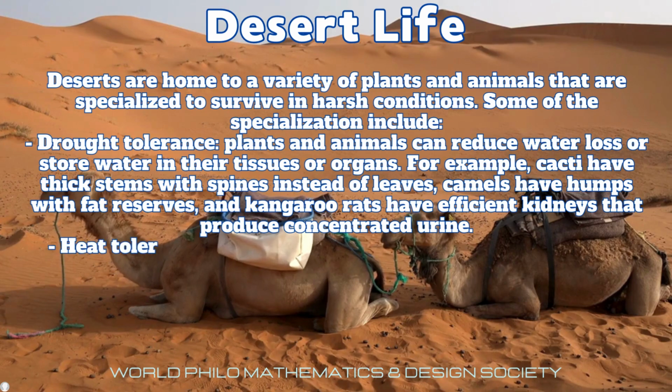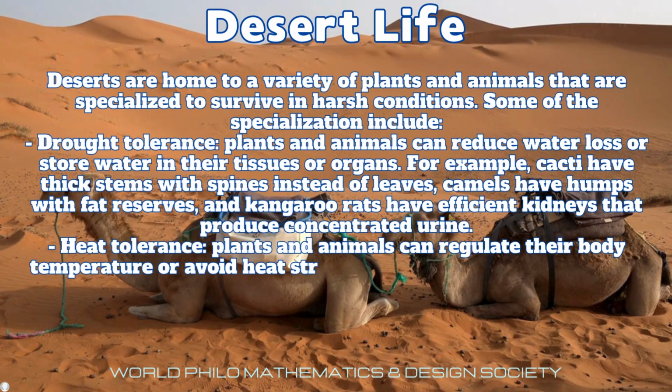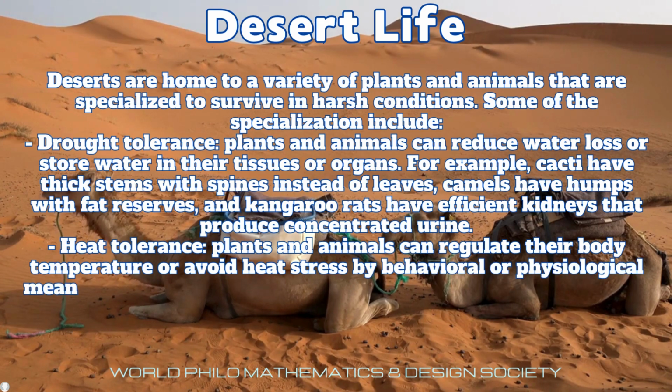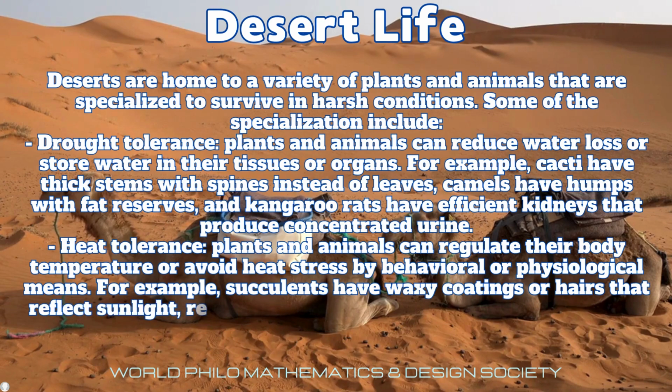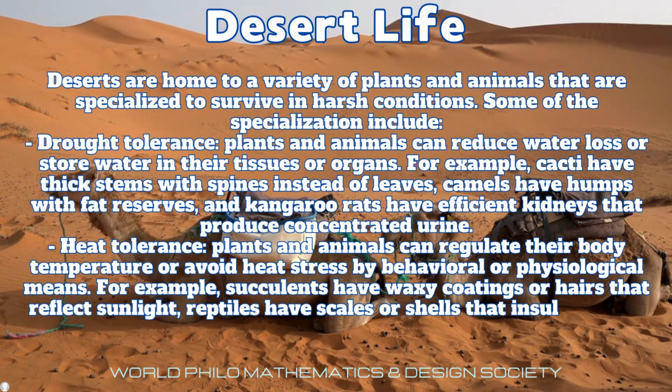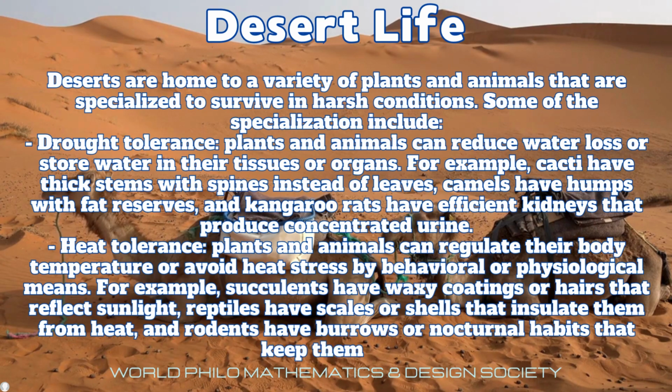Heat tolerance. Plants and animals that can regulate their body temperature or avoid heat stress by behavioral or physiological means. For example, succulents have waxy coatings or hairs that reflect sunlight. Reptiles have scales or shells that insulate them from heat, and rodents have burrows or nocturnal habits that keep them cool.